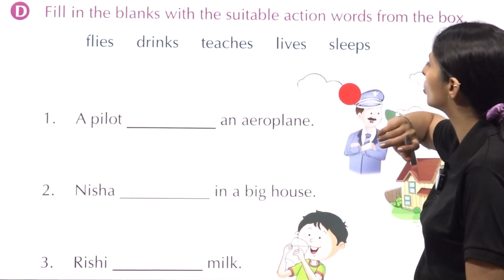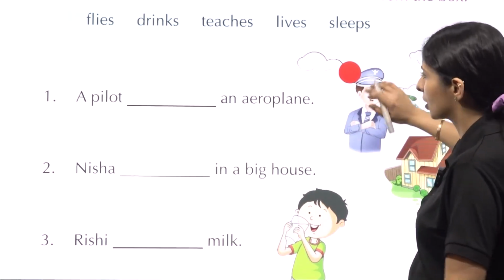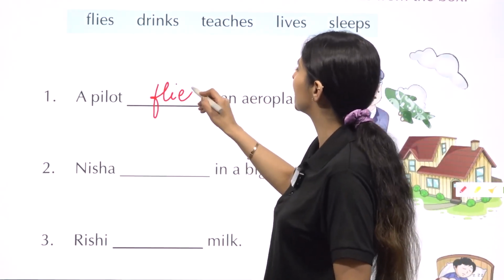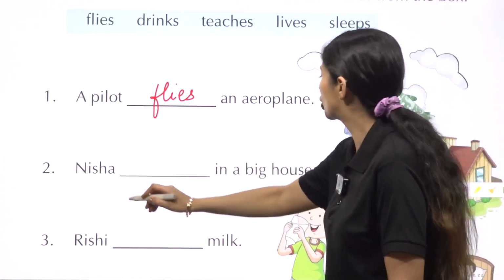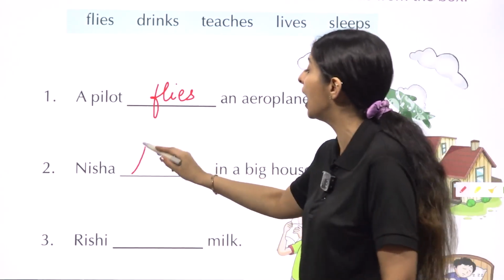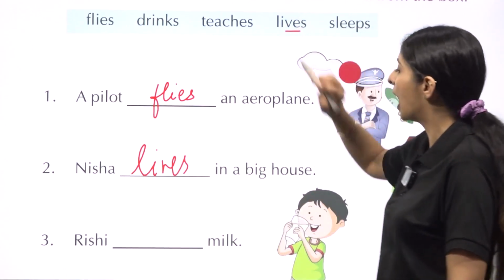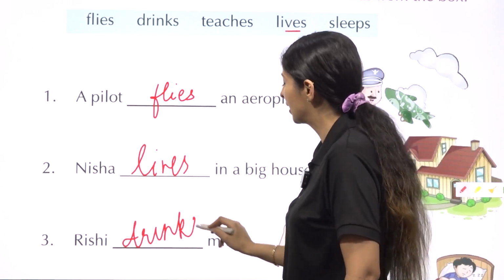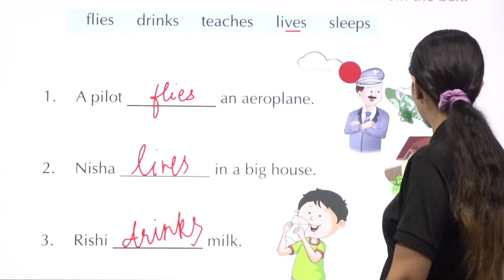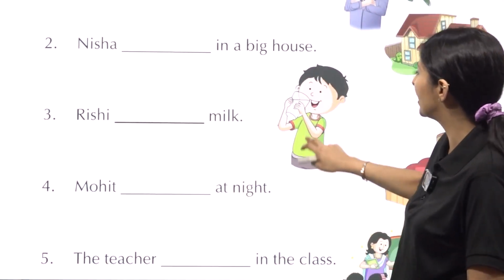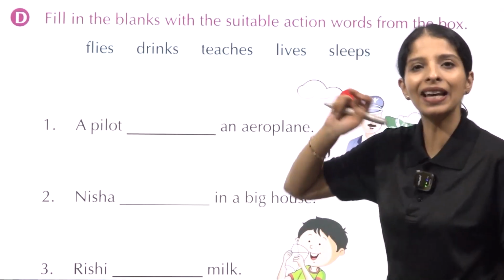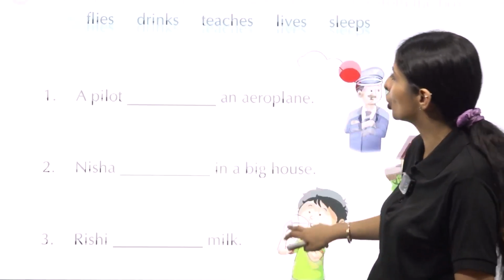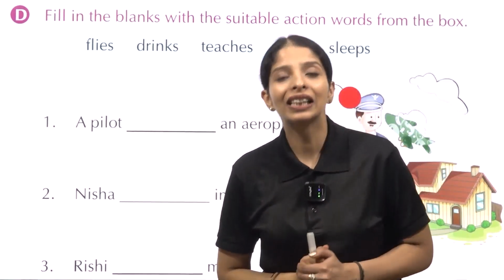Now fill in the blanks with the suitable action words from the box. A pilot, there are options. So a pilot flies an aeroplane. Nisha lives in a big house. Rishi drinks milk. Next, Mohit sleeps at night. Next, the teacher teaches in the class.